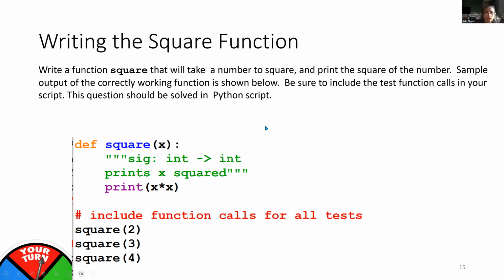So here is what our function would look like. Here's our definition line. Here's the name of the function, which was supplied in the question. So we'll call it square, and then we'll take an input value of x. Here's my signature. X will be an integer, and if you take an integer and you square it, is there any way to get anything besides an integer? No. So the output type will be int as well. And so it will print the x squared. So we're going to print x times x, which will give us the x squared. Here we're going to include the function calls for all of our tests. So here we're going to do square of 2, 3, and 4, which gave us the 4, 9, and 16 answers.